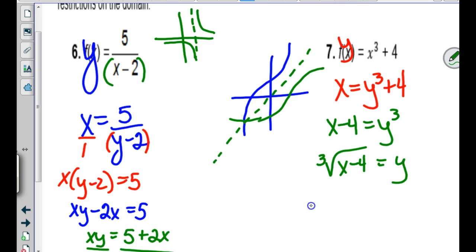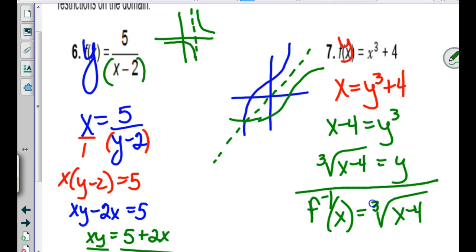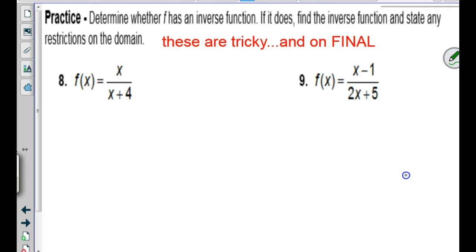So how should I write this, though? And I'm not going to be picky about this on the quiz, but the inverse function is the cube root of x minus 4. If you just left it at the y stage, I'm okay. Because the reason I'm okay with you stopping is because they get really tricky. And these are on the final, they're on the summative, this next summative, they're on the post-assessment.